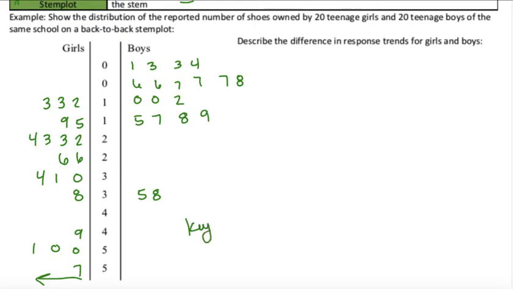My key for this one, I would say we have to keep it the same for both sides. So my 3, 8 is 38 pairs of shoes. And so the key is always read to the right. So 3, 8 would be stem and going out. So that's always what we represent our key with.